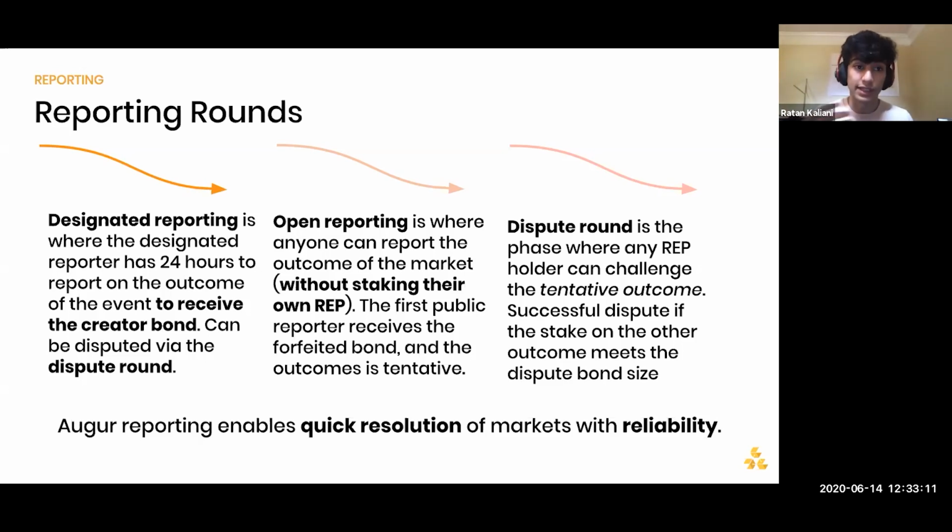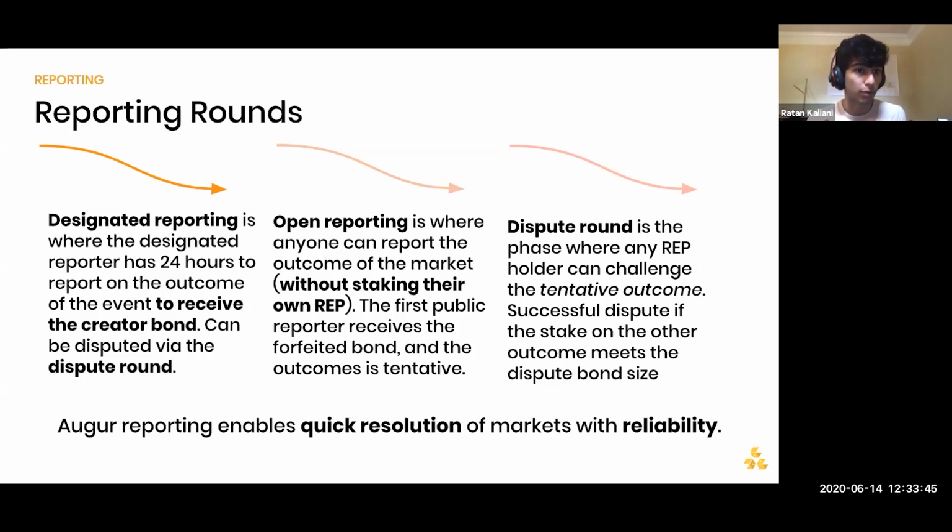So say that the designated reporter doesn't report on the platform. Say they've gone inactive, maybe they've gone on a trip to Hawaii. In the open reporting round, anyone would be able to report on the outcome of the market. And so it ensures that the outcome of the event will be reported as quickly as possible. And this is ensured by making it so that anyone who's reporting during the open reporting phase doesn't actually have to stake their rep on the outcome. And so it ensures that the market resolves quickly and is able to move into the dispute round quickly.